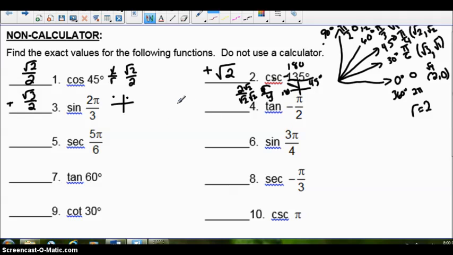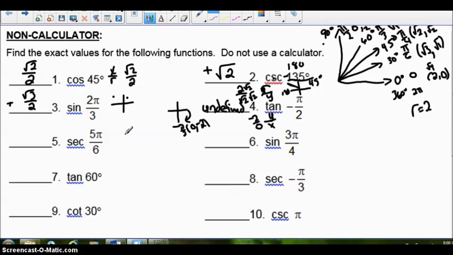Tangent of negative pi over 2. Now, this is one of our quadrantals. Negative pi over 2 means we're coming this direction to negative pi over 2. At that point, we know that x is 0 and our y value would be negative 2, because our radius is always 2. So tangent is y over x. Negative 2 over 0, well, you can't divide by 0, so that is simply undefined.